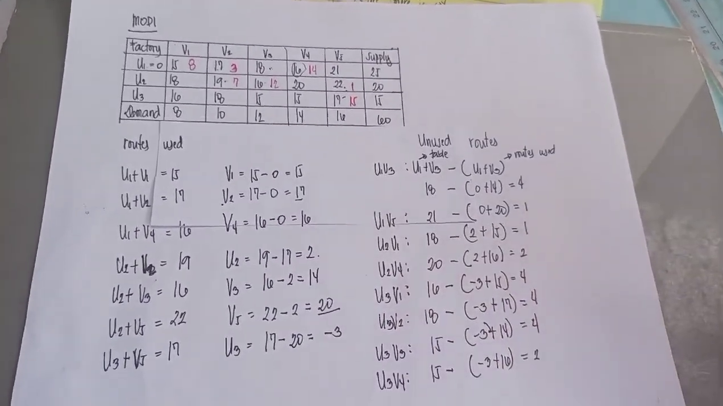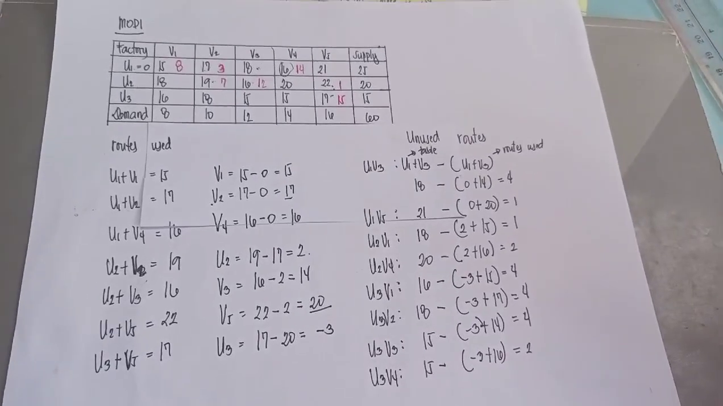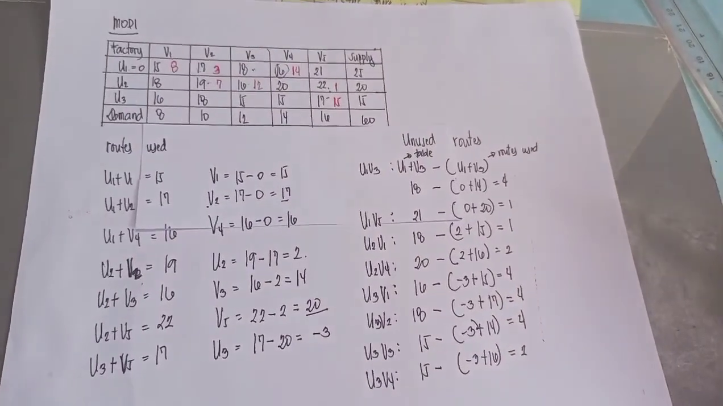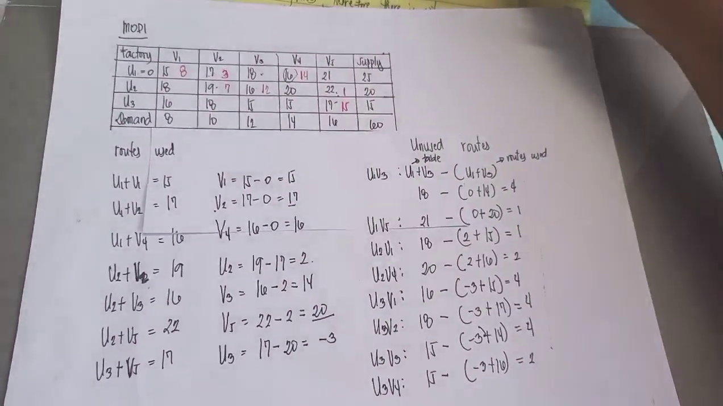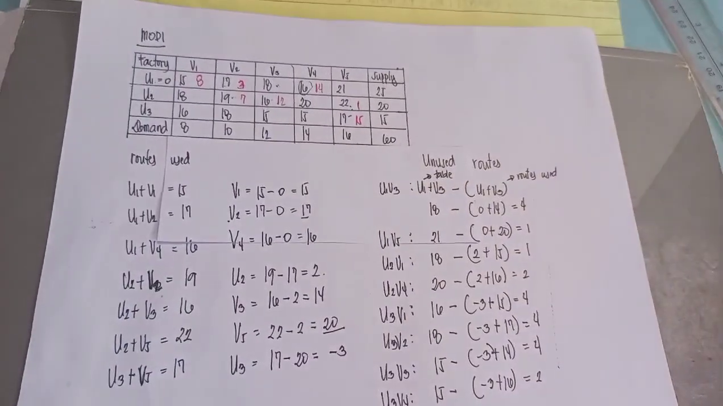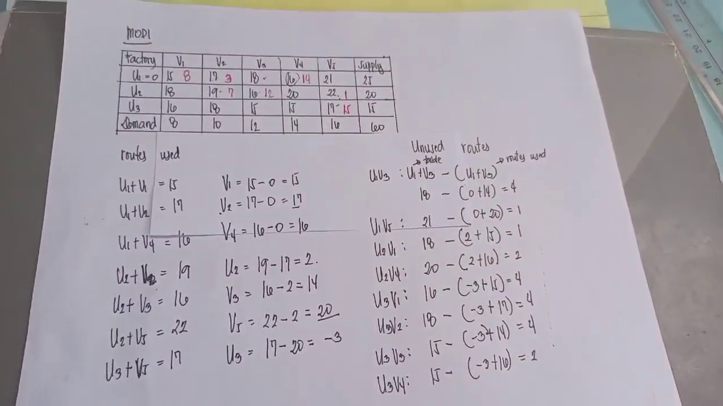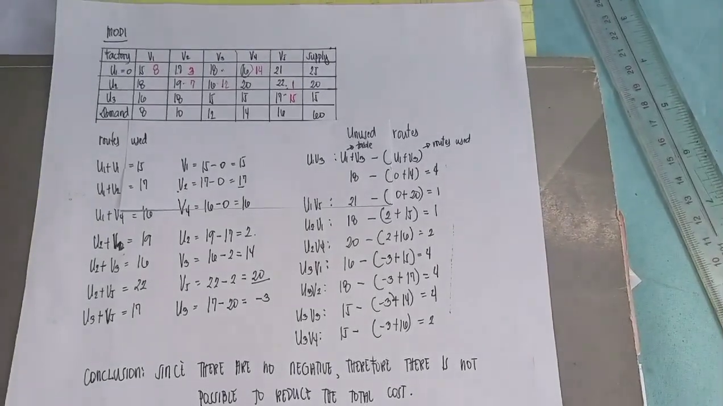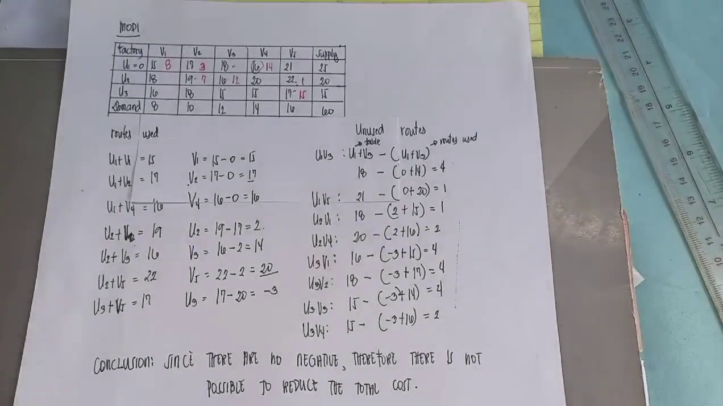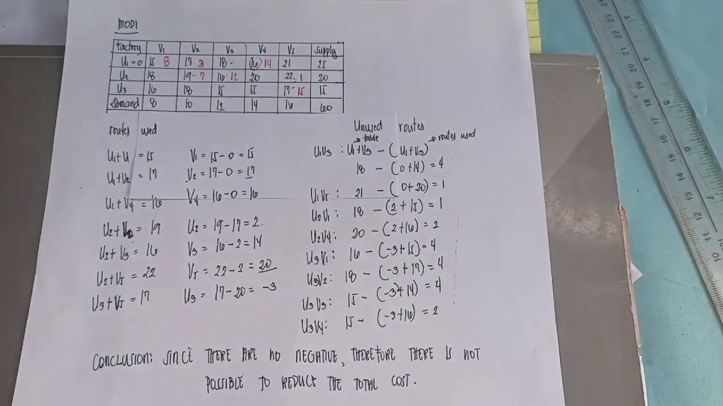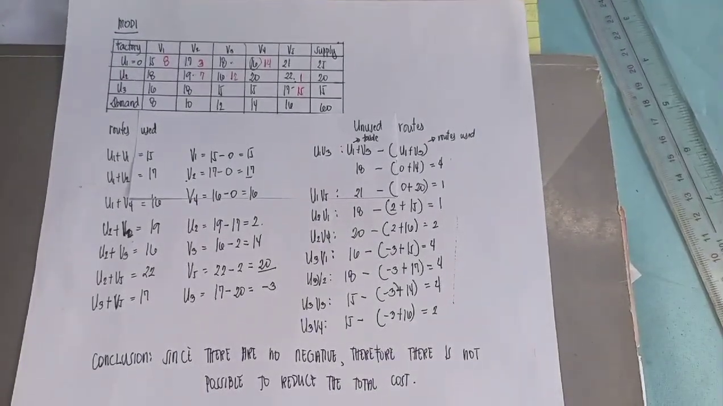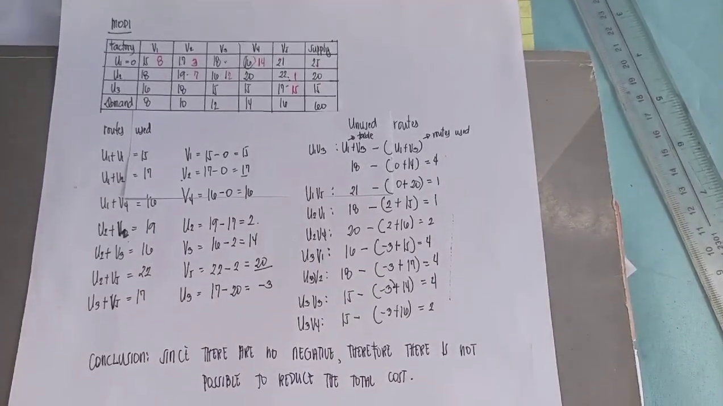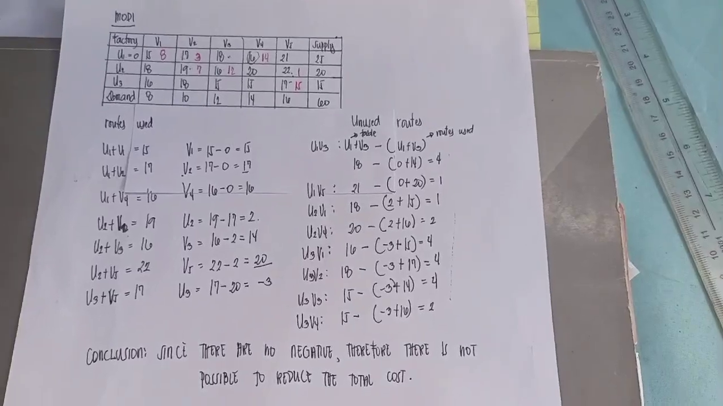So we can see in our unused roots that there is no negative sign. Since there is no negative sign, it is not possible to reduce the total cost. So we are now done. Next after this is the looping. And in looping, we will just loop those values that have a negative sign. So since in our unused roots there is no negative sign, we don't need to proceed to the looping.